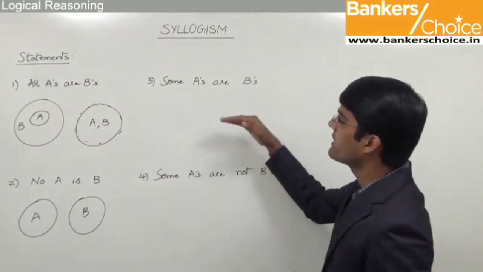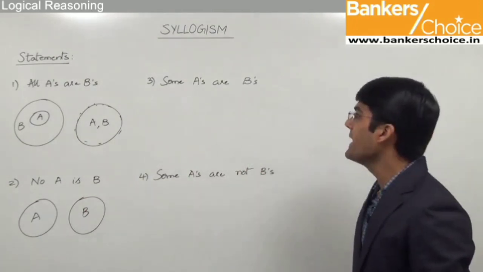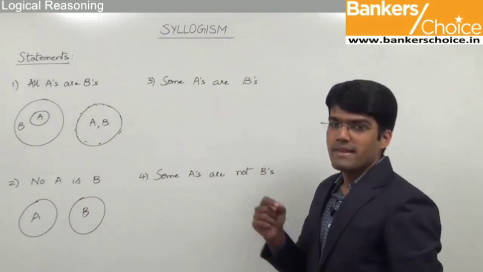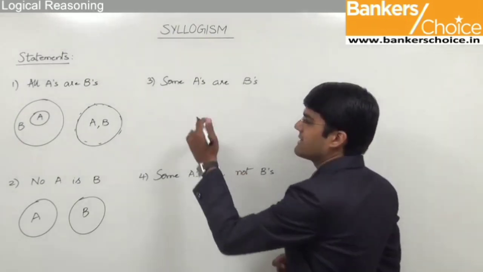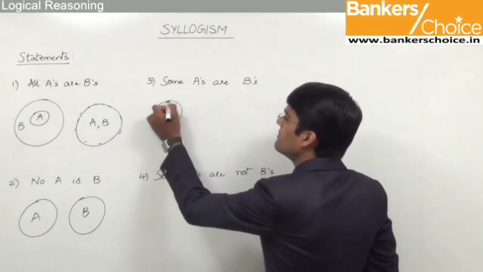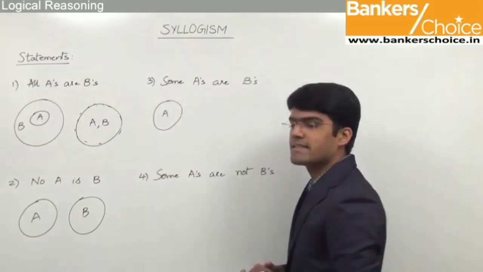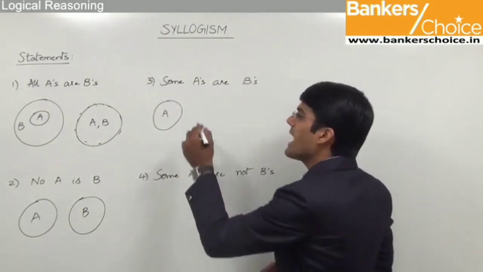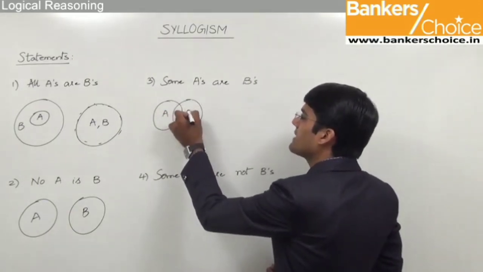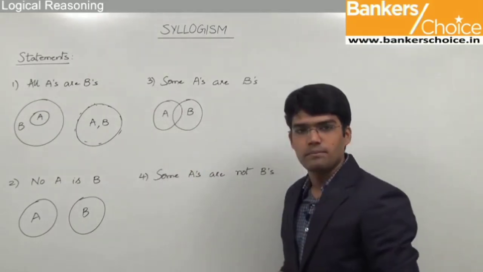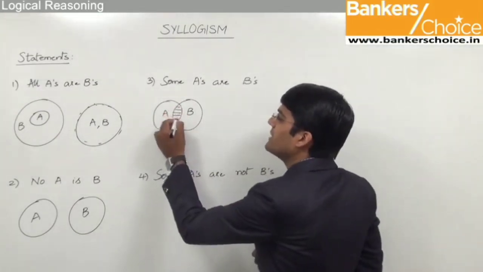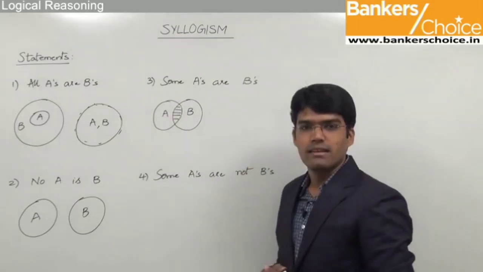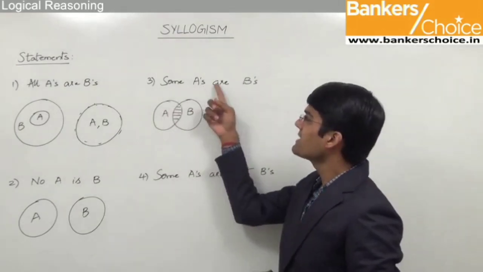Let us now move to the third statement, that is some A's are B's. The basic diagram which can be drawn for the statement some A's are B's is as follows. Let us assume this is the circle which represents the set A. Now we can have an overlapping here with another circle which is set B. Now from this we can say that some of the A's are B's. That is, the overlapping section is representing some A's are B's.